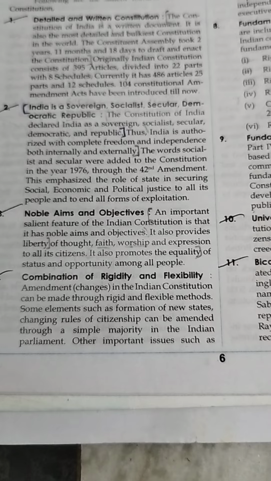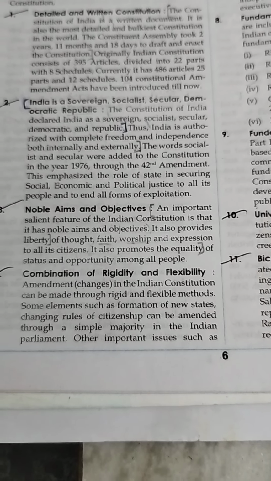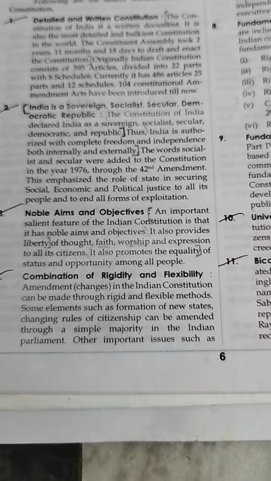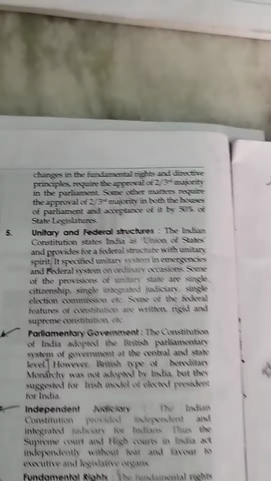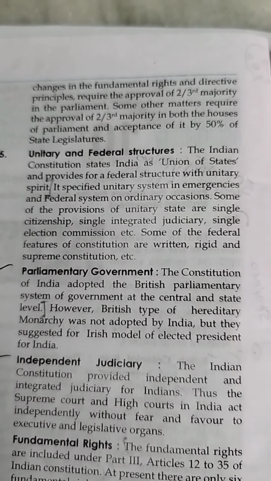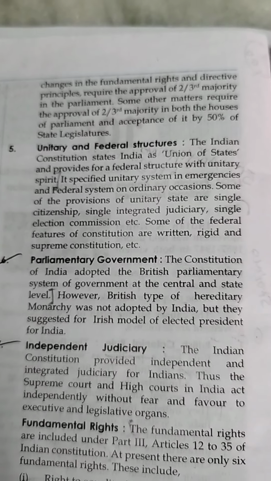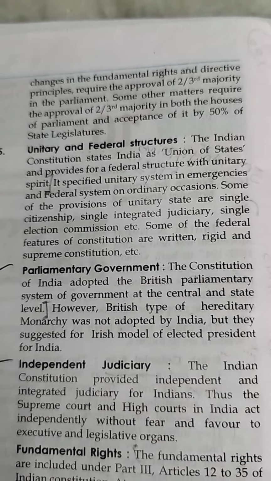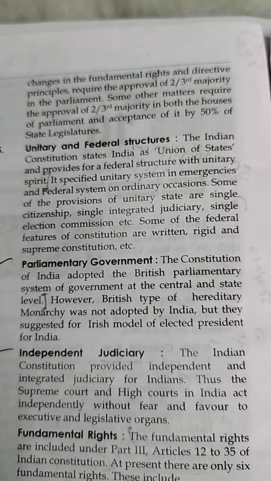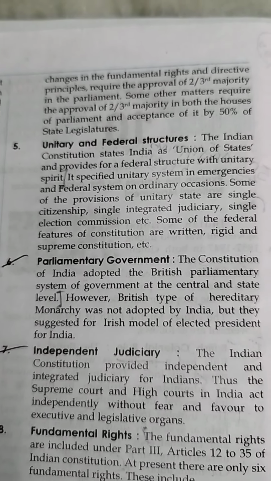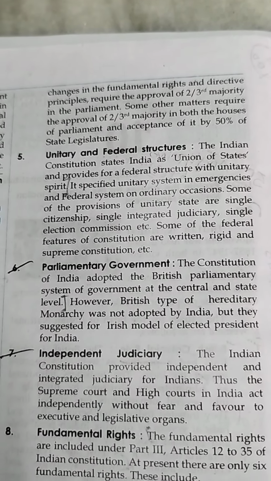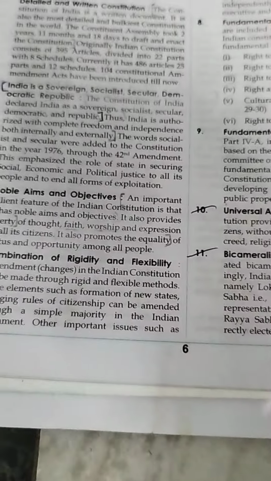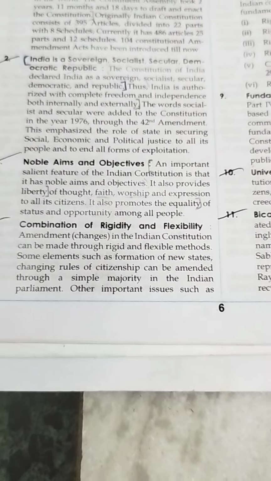Some elements, such as the formation of new states and changing the rules of citizenship, can be amended by a simple majority in the Indian Parliament. Other important issues, such as changes to fundamental rights and directive principles, require the approval of a two-thirds majority in Parliament. Some matters require a two-thirds majority in both houses of Parliament and approval by 50% of state legislatures.